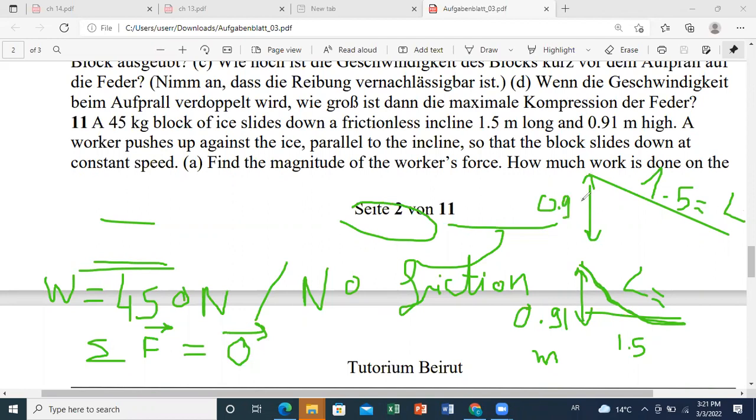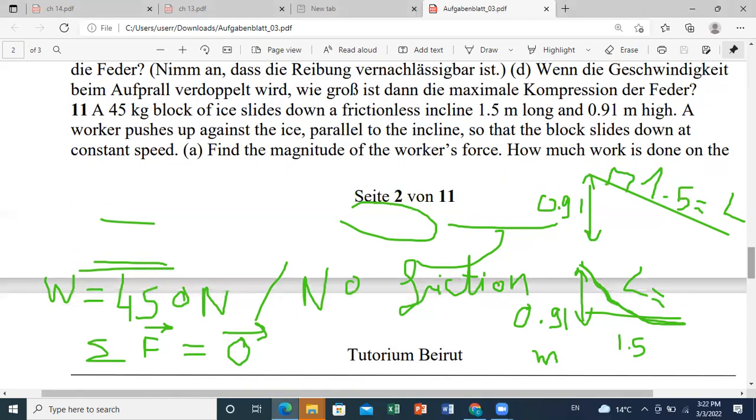Now the force applied on the block. They said we have a block sliding down this incline. Because they said it's a smooth surface, a frictionless surface, so no friction, then we only have the normal reaction and the weight. Of course, if we want to maintain the motion at constant velocity, how should be the action of the worker? They told us it's parallel to the incline, but it should be up or down.